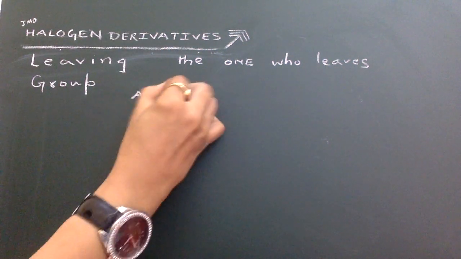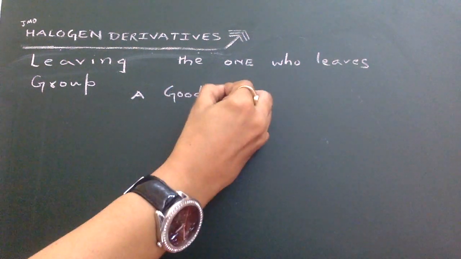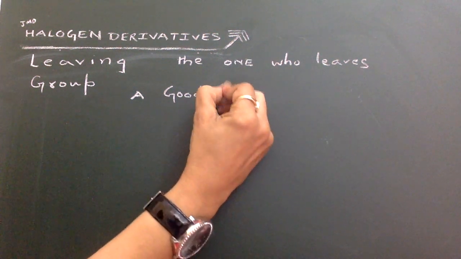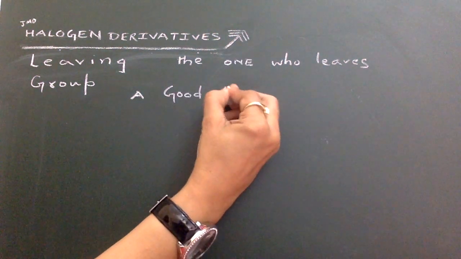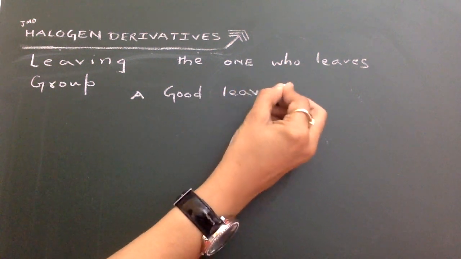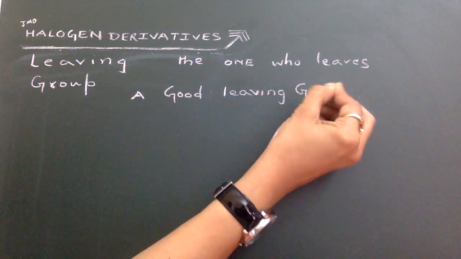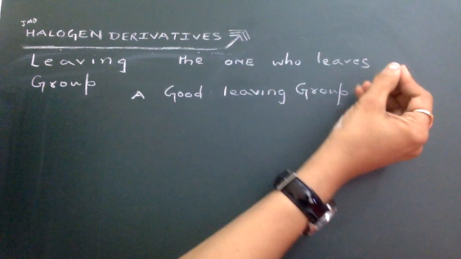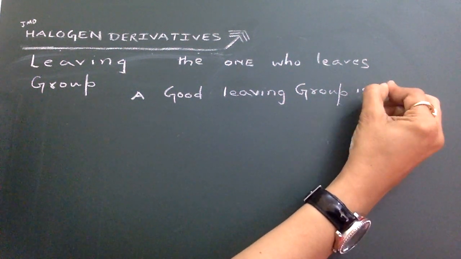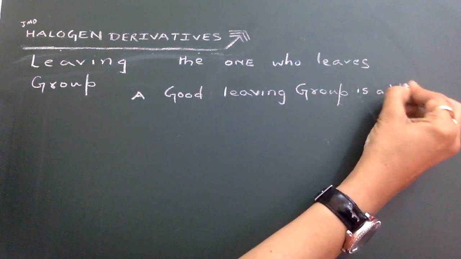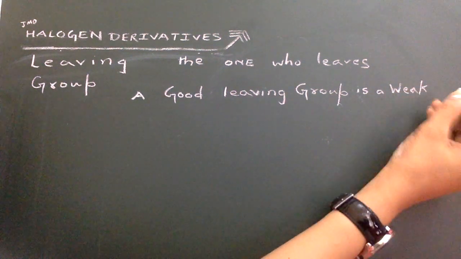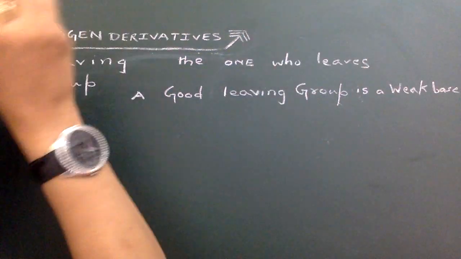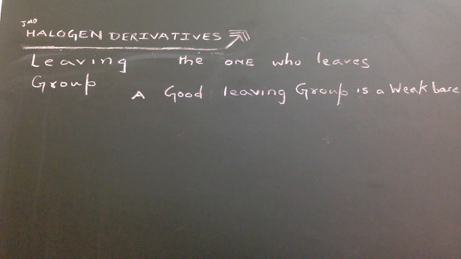Now students, a good leaving group, something very important I am writing, a good leaving group is a weak base. A good leaving group is a weak base.